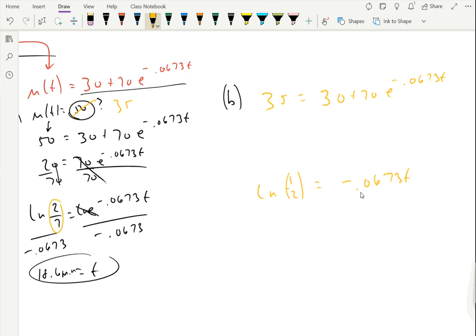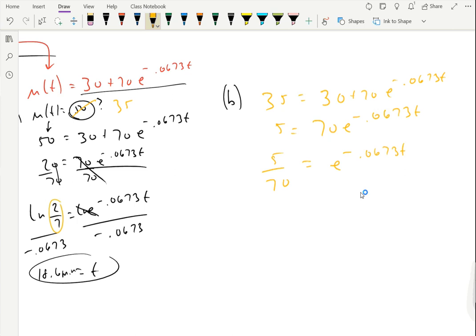Oh, you know what? I made a mistake. I'm trying to shortcut this. I would do 35 over 70. I forgot about this 30 up here. I got to take that out first. My apologies. Every once in a while, when I take a look at these, I think, oh, we can just shortcut this so I can do it in my head. Sometimes at work, other times we take a look and go, no, just slow down, take our time through here. So let's subtract the 30. So that gives me 5 equals 70e to negative 0.0673t. Now divide by my 70. So it's not 35 over 70, it's 5 over 70.